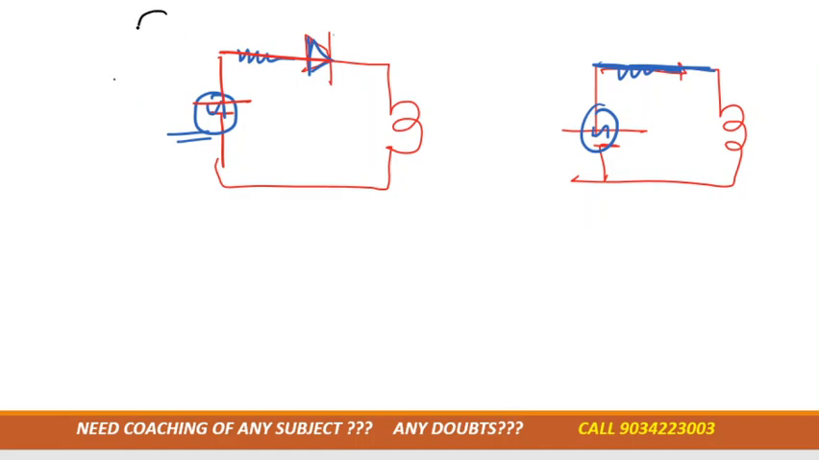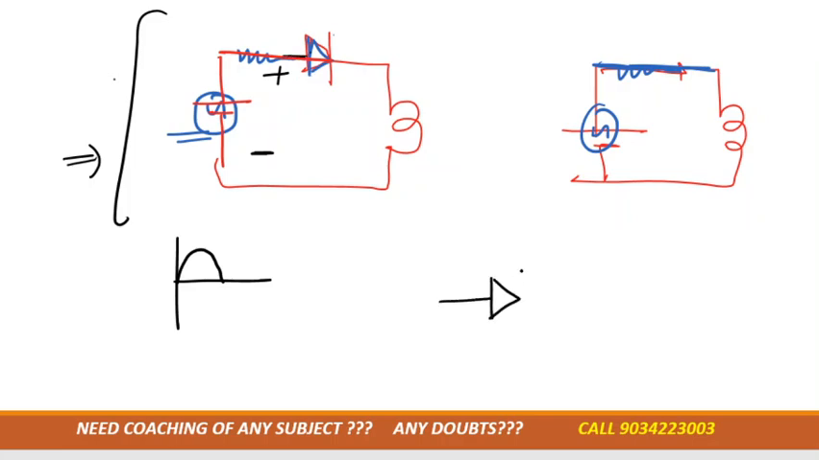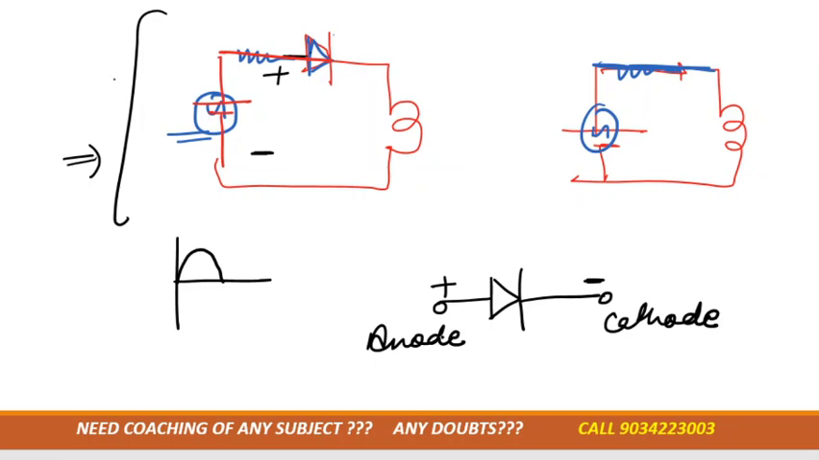Just imagine that you are doing a project, like a school project or lab project. What did you do? If you have given positive supply, then here the supply would be positive and here it would be negative. In this case the diode is connected. This one is the anode part. I think you know about it: this is a diode, this one is known as anode, and this one is known as cathode. So the anode should be connected with the positive and the cathode with the negative. Only then will current flow, right?